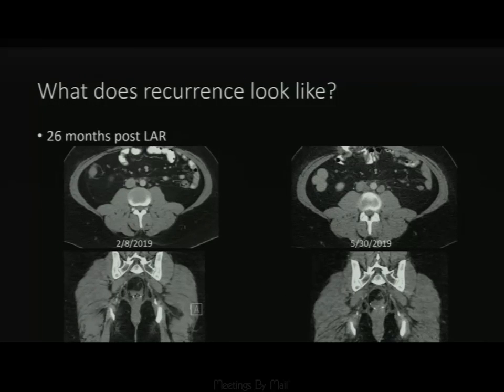Here's another case of a patient who was 26 months post-LAR. You can see on this scan, there's no adenopathy. On their follow-up scan, they have a new retroperitoneal lymph node that's obviously pretty abnormal. And if you look carefully at the anastomotic margin, you can see there's increasing soft tissue density at the anastomotic margin. So they had metastatic disease as well as a local recurrence.